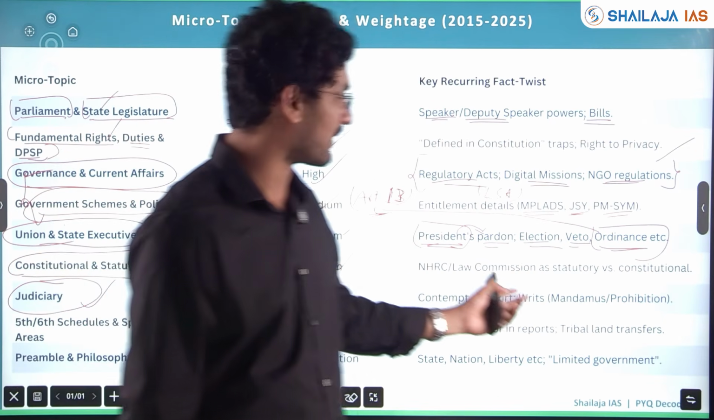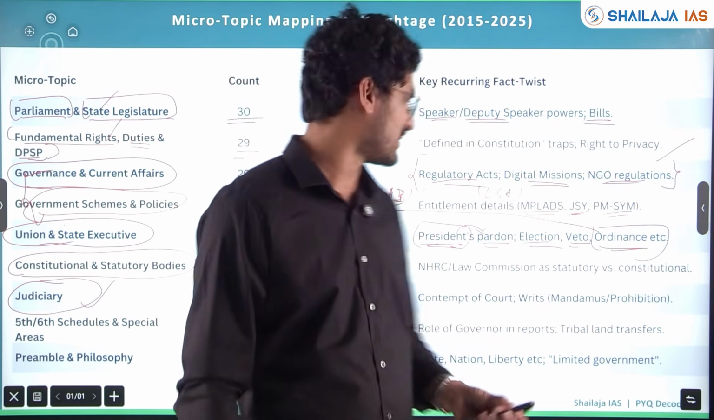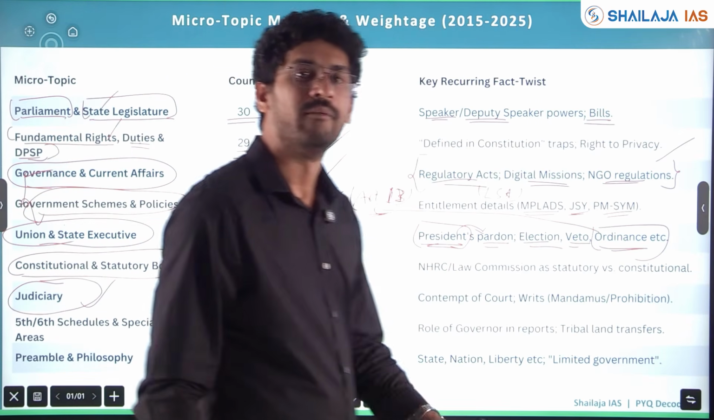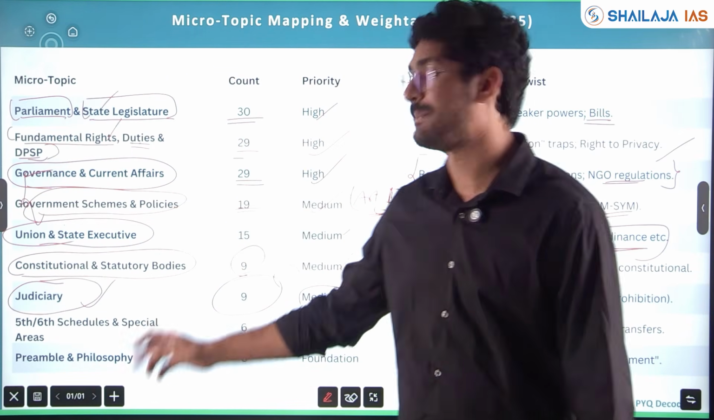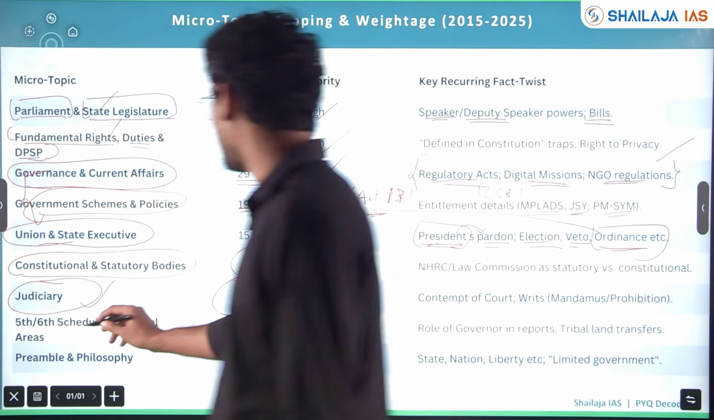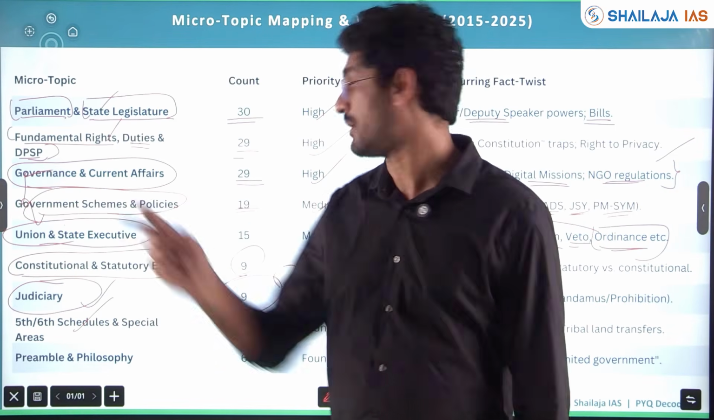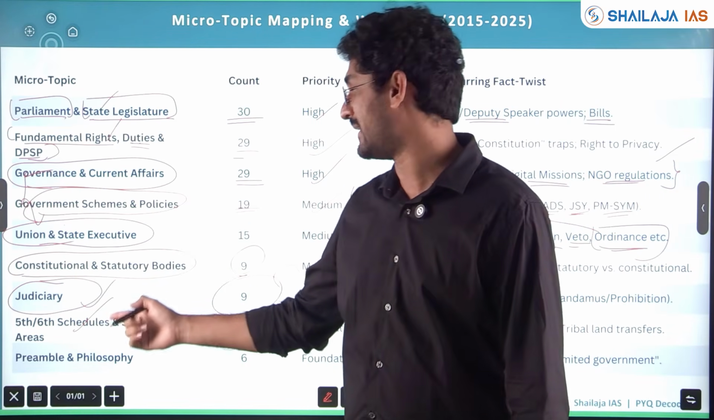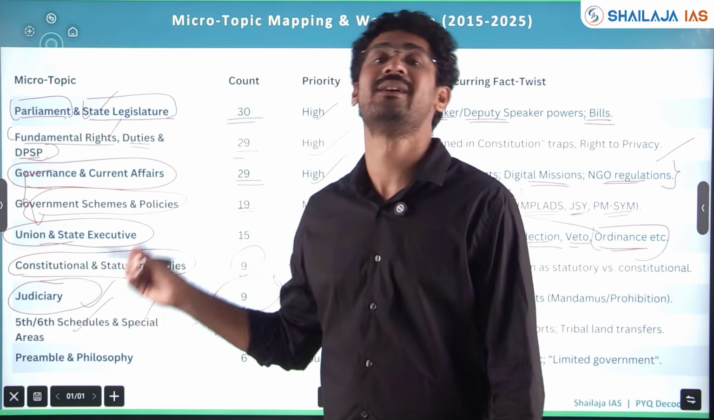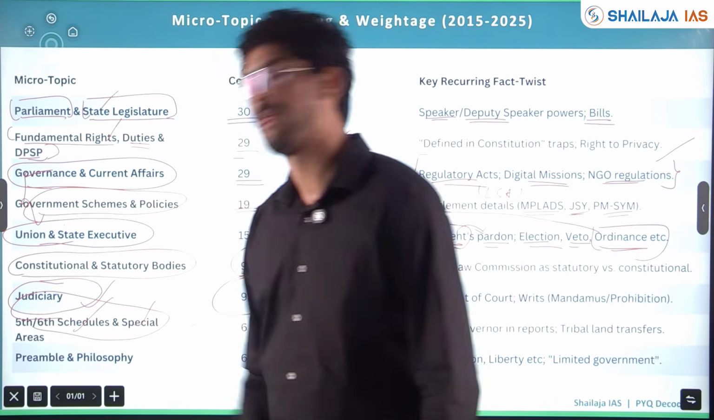Questions have come on contempt of court, writs, Supreme Court powers, appointment of judges, and removal of judges. Next, the 5th and 6th schedule areas and special areas. Every year 1 or 2 questions come from the 5th and 6th schedules, linked to other areas of the polity. What are the President's rights here? What are the Governor's rights here? How much control does the state government have? Questions have come from these areas.